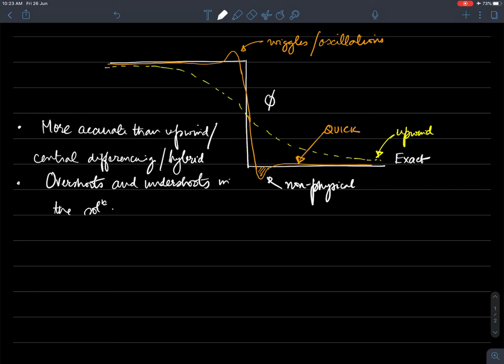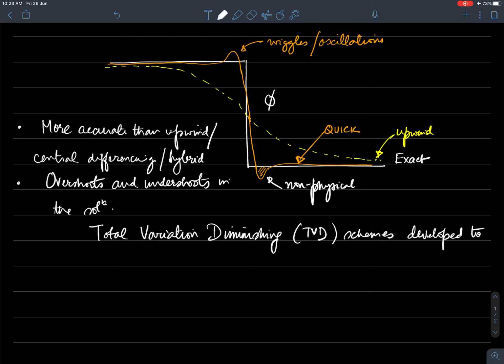So these issues actually led to development of schemes that could avoid these problems, and under this development came what are called the total variation diminishing schemes, TVD. So TVD were schemes that were developed to get rid of these problems, rid of these undershoots and overshoots.